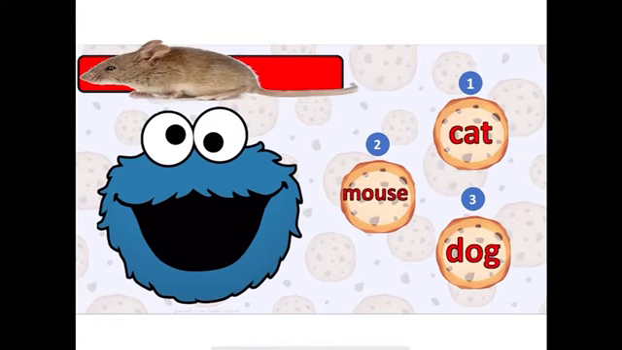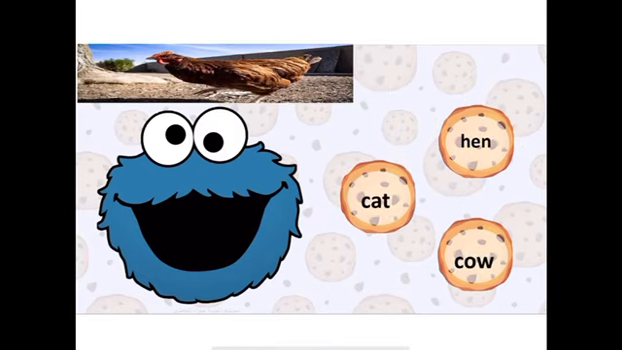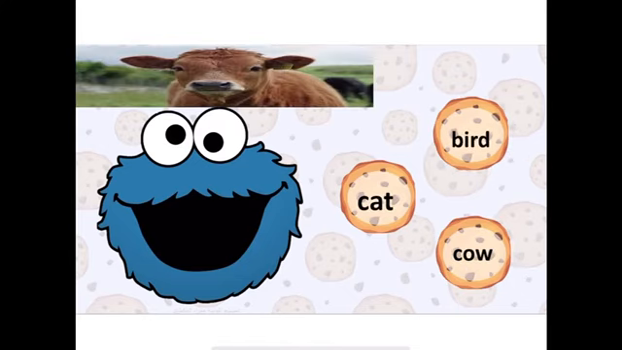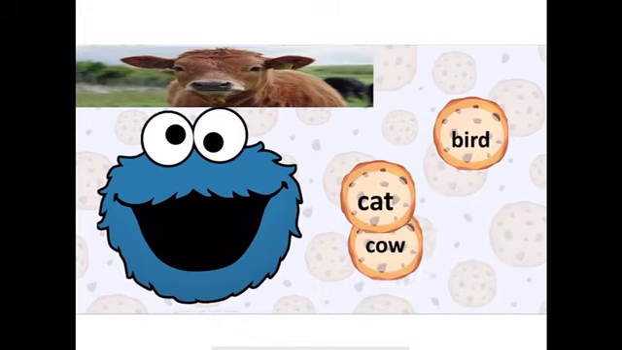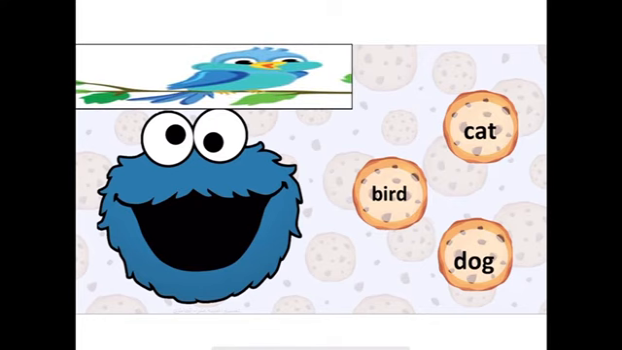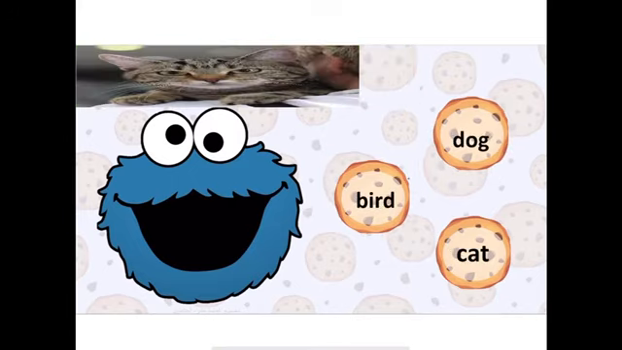Cat, mouse, dog. Yes, this is mouse. Okay, here cat, duck, dog. Yes, this is duck. Hen, cat, cow. Yes, this is the hen. Bird, cat, cow. Yes, this is cow. Cat, bird, dog. Yes, this is bird. Dog, cat, horse. Yes, this is dog. Dog, bird, cat. Yes, this is cat.